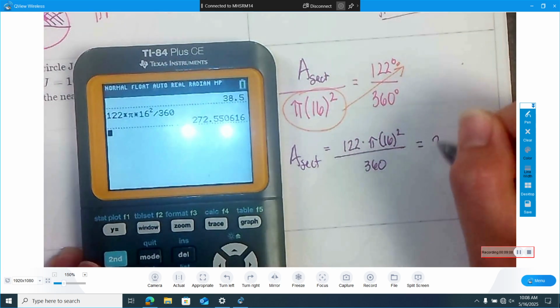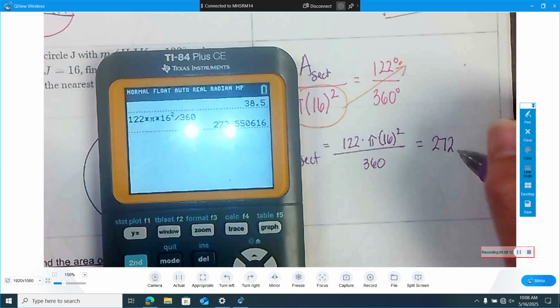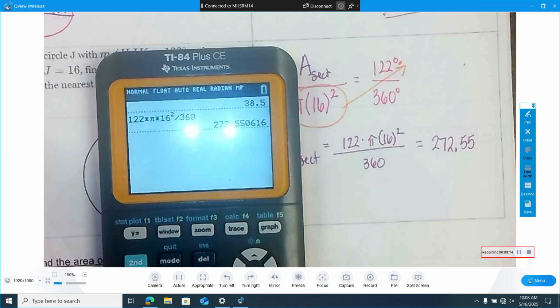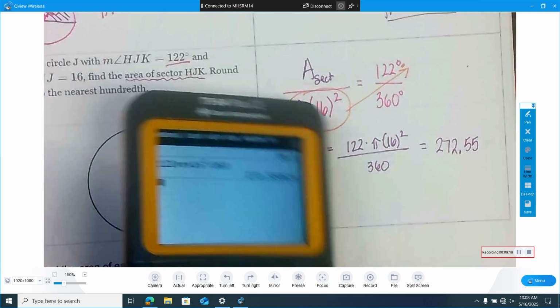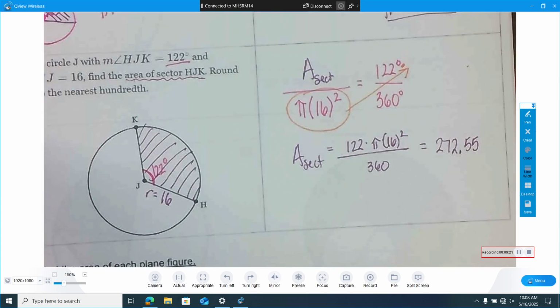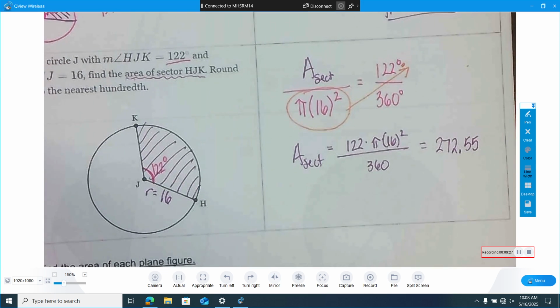And that is 272. And we want to round to the nearest hundredths. That's 2 decimal places. So 0.55. Okay. All right. Any questions on those two things? All right. We've sort of done those before.